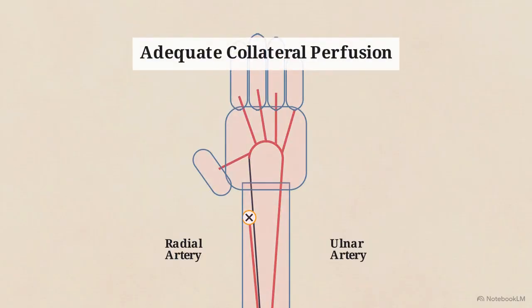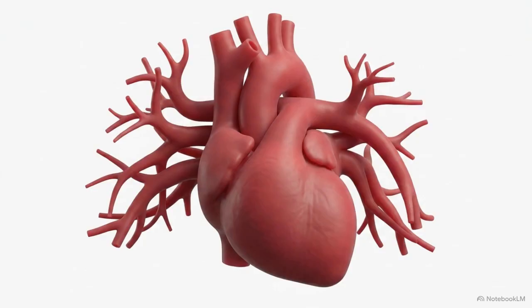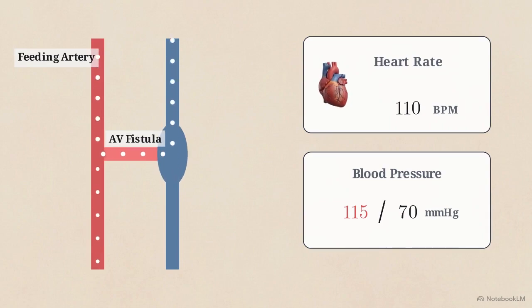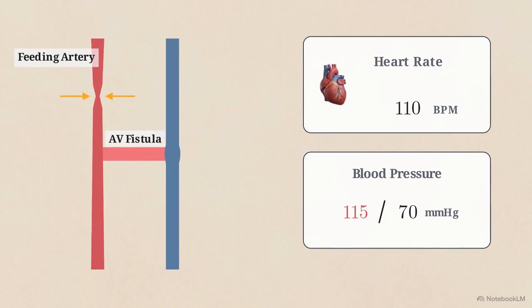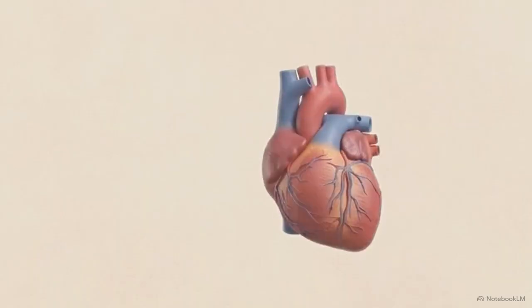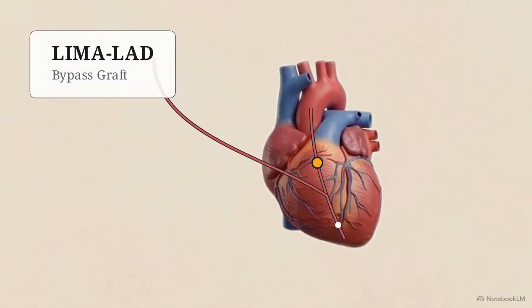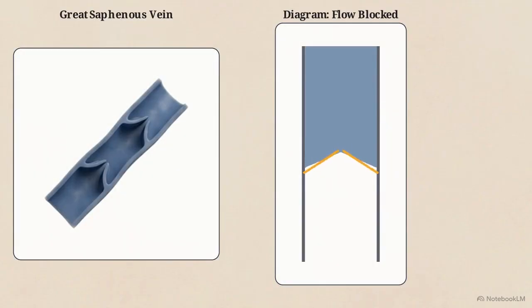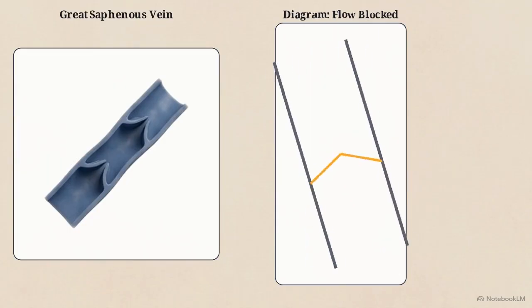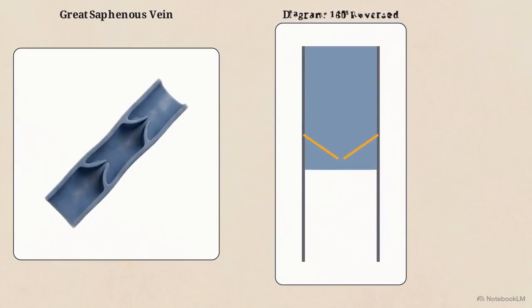Once established, these high-flow shunts alter systemic hemodynamics. In the Nicoladoni-Branham sign, manually compressing the feeding vessel suddenly reduces the fistula's high output demand, causing the patient's pulse rate to drop while systolic blood pressure rises. Coronary artery bypass grafting follows strict engineering rules. The left internal mammary artery to the left anterior descending artery is the gold standard, but as this diagram shows, when the great saphenous vein is harvested, it must be physically rotated 180 degrees to prevent its internal one-way valves from blocking forward blood flow.